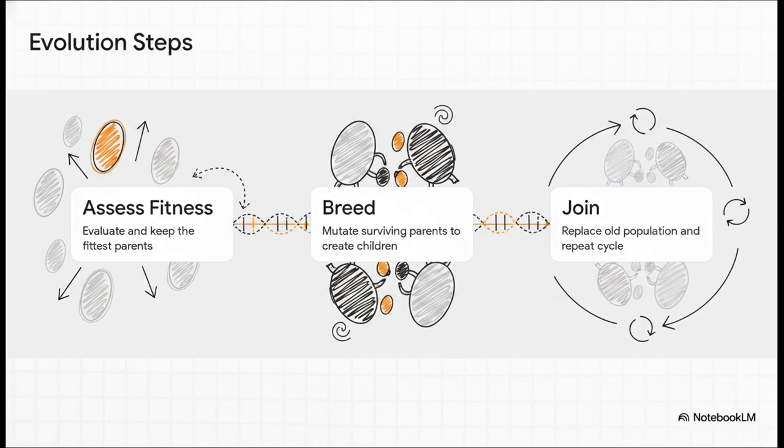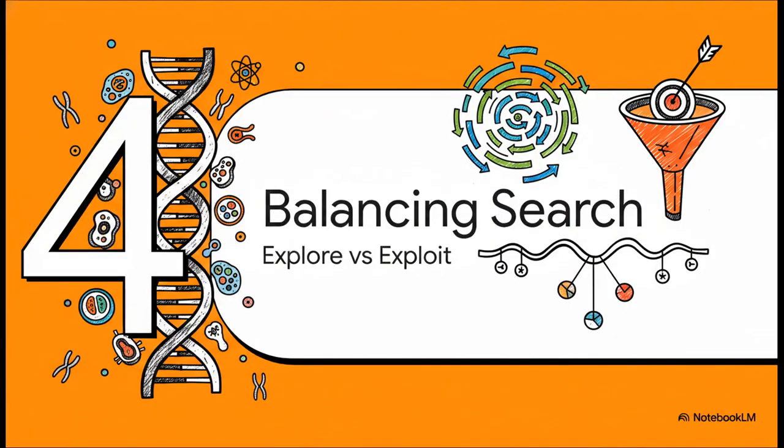First, assess fitness. You evaluate your whole population of digital candidates and keep only the absolute fittest ones. Second, breed. You mutate those surviving parents to create a brand new generation of children. And third, join. You replace the old population with a new one and just repeat the cycle. Over time, your solutions organically evolve and get better and better.